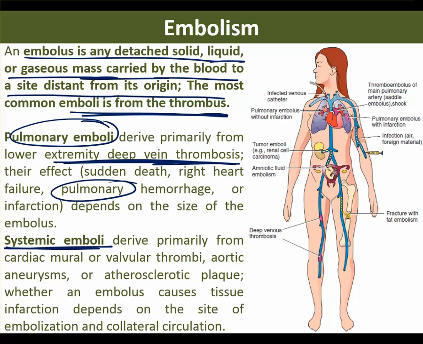Systemic emboli means the thrombus is formed in the heart and it breaks and goes into the systemic circulation. If the thrombus is formed in the heart, cardiac mural. What do you mean by mural? You have heard of mural in medical terminology. Mural means wall. So if there is any thrombus in the heart wall, the thrombus breaks and enters the aorta. Then it goes to the systemic circulation. So it is called systemic emboli. If the thrombus is formed in the systemic circulation, if it breaks, it goes to the lung. It is called pulmonary emboli.